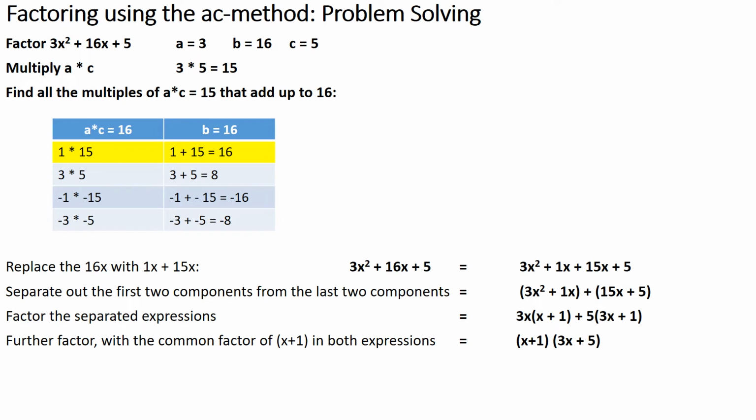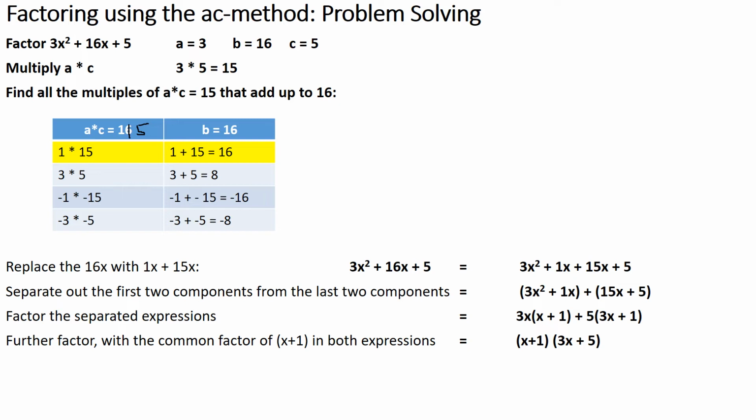Let's do another one here. 3x squared plus 16x plus 5. My a is 3, my b is 16, my c is 5. So I'll multiply my a times c, which is 3 times 5 in this case, and 3 times 5 is 15. And that should be a 5 there, not a 6. Let me write that down. Sorry about that. And then b will equal 16.